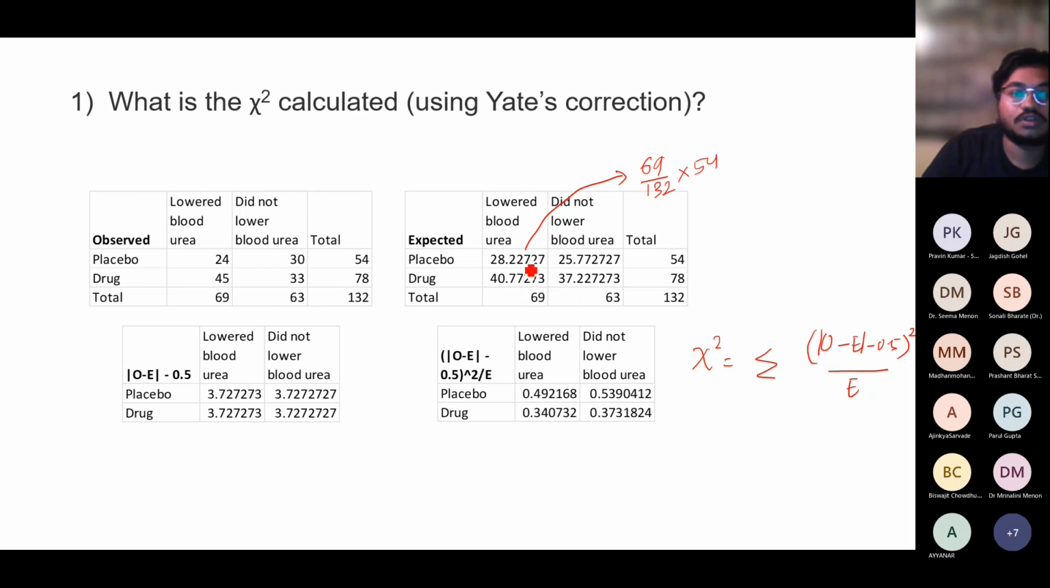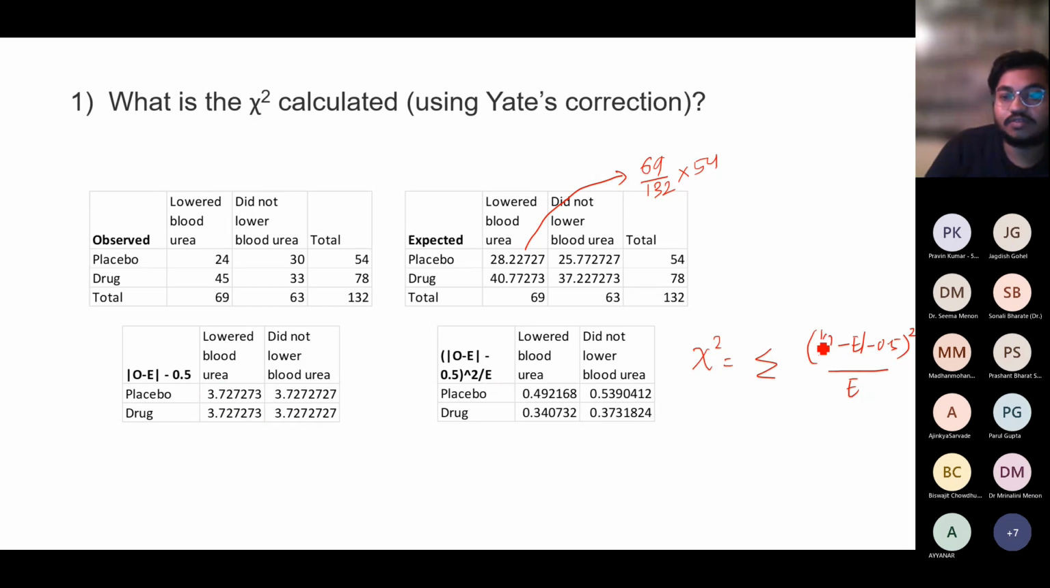We get these values. Then we calculate the absolute value of observed minus expected, minus 0.5, which is the Yates correction, since we are asked to use the Yates correction here. So for each of these observed cells, we subtract the expected cells, take the modulus, and subtract 0.5. Here in each of the cases, we get the value 3.7.